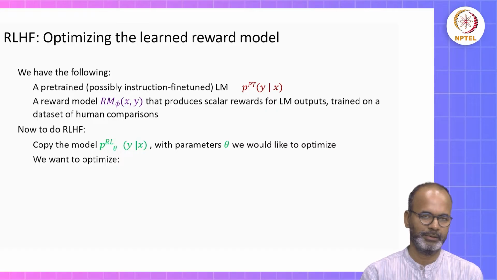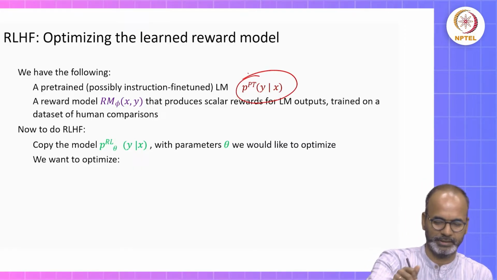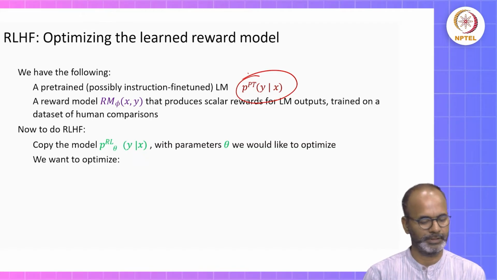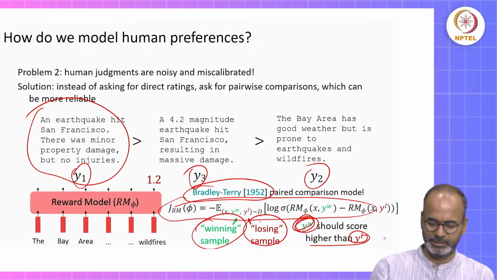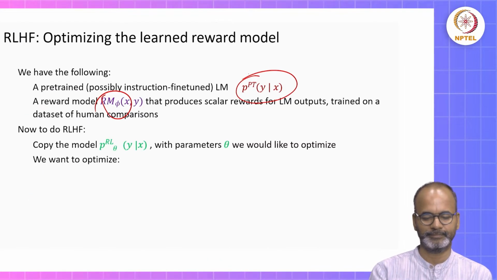Now let's look at how we optimize the reward model that we have generated. A pre-trained, possibly instruction fine-tuned model is P of PT. This model is there, and a reward model RM, which we have already seen, produces scalar rewards from language model outputs, trained on a data set of human comparisons. So all of this we have seen already. This is the reward model that we saw.